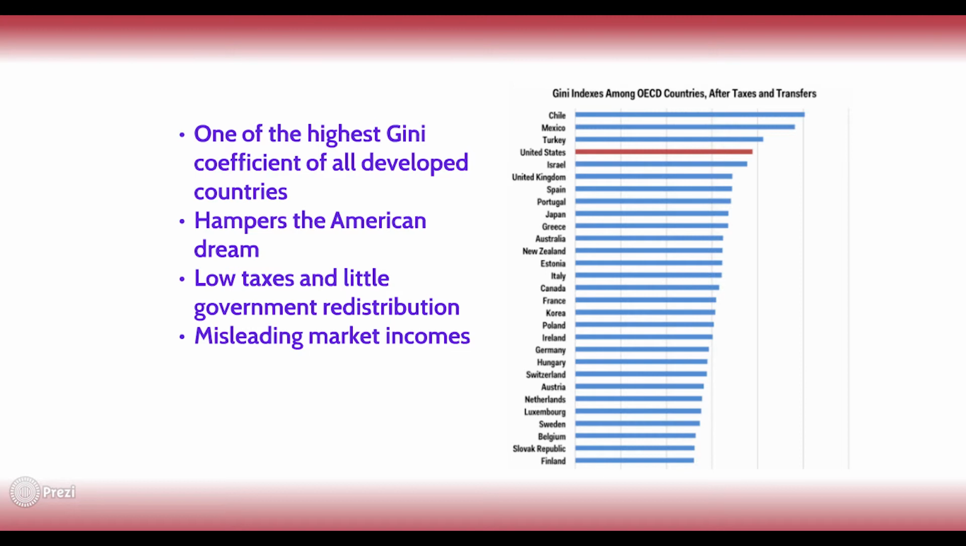So, why is this the case? There is still not a definitive answer due to its complexity, as different economists point to different causes. Therefore, I will solely talk about two major causes that are almost undisputed. The first one is low taxes and little government redistribution.